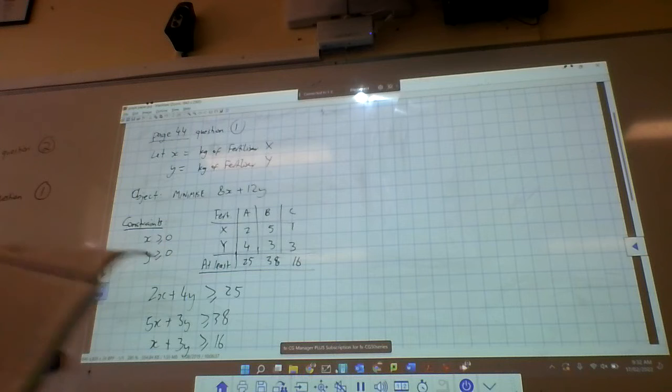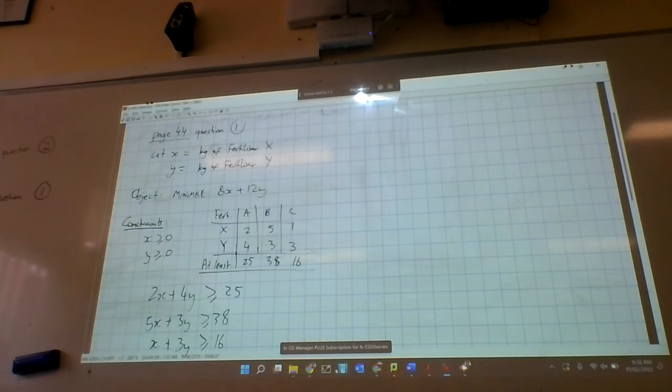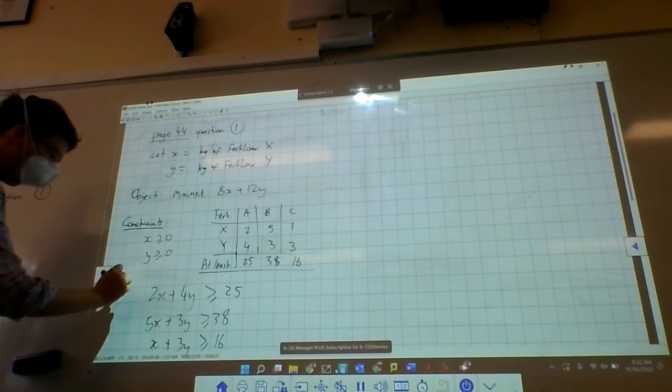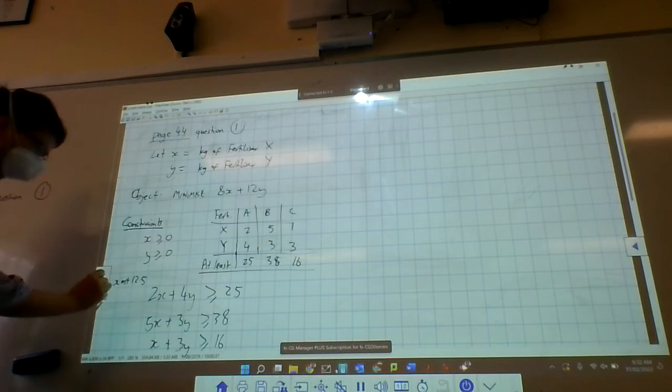What do we do next? Find the intercepts. Find x and y. We need to find the x and y intercepts. Okay, let's do some x and y intercepts. First one: the x intercept is 12.5, and the y intercept is 6.25.